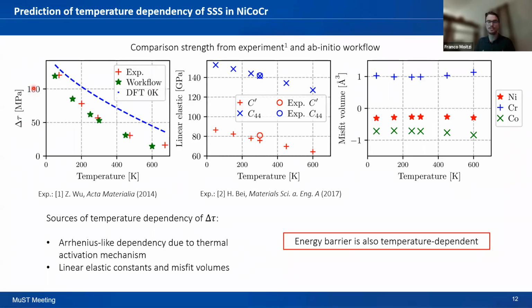But for example, if we just take the material parameters for 0 K and do not calculate them for each temperature point, we get a slightly different behavior here. So it's really important, even though the energy barrier is only very weakly dependent on the temperature, it has a quite significant impact. So you can see that on the left middle.